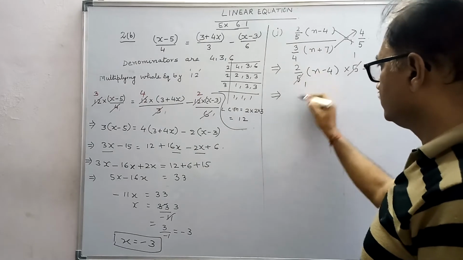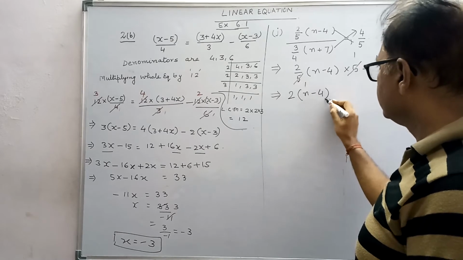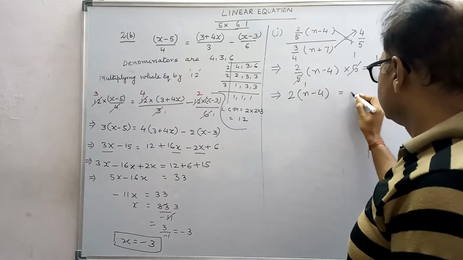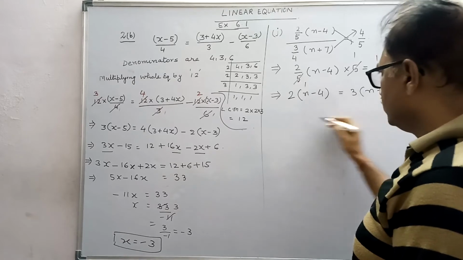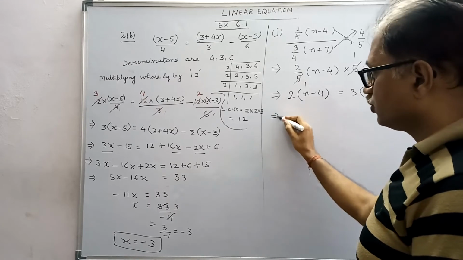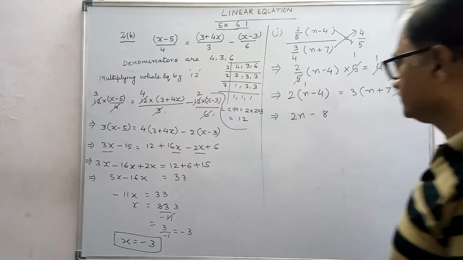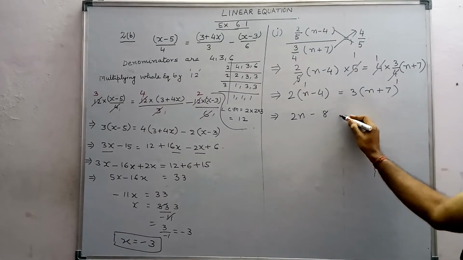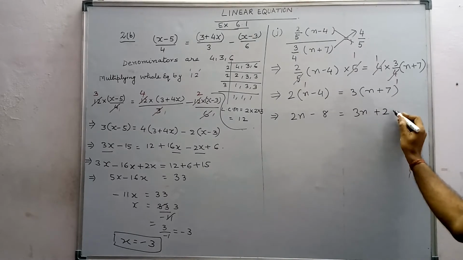2 bracket n minus 4 is equal to 3 bracket n plus 7. Open this bracket, 2 into n is 2n, minus 4 twos are 8, and here 3 into n is 3n, 7 threes are 21.